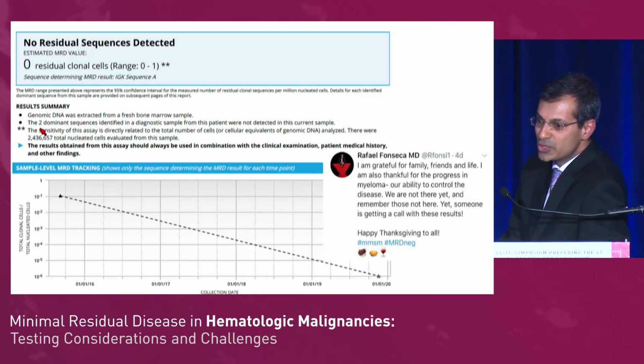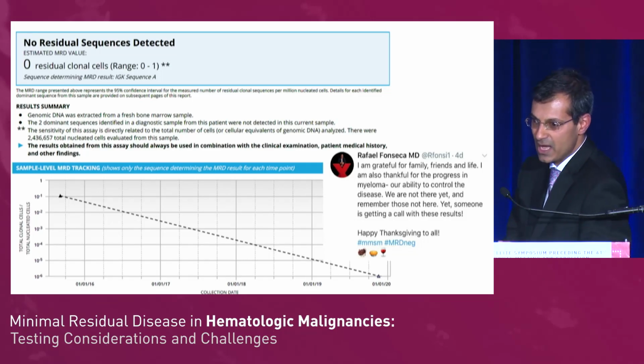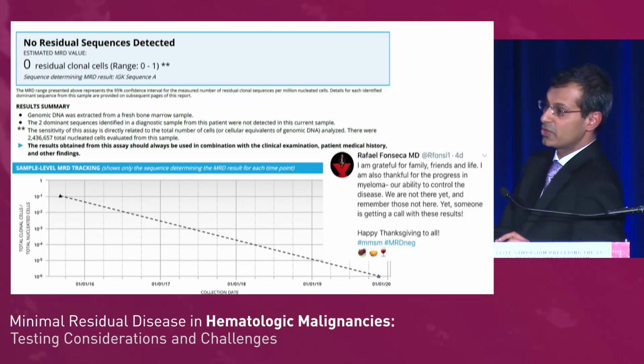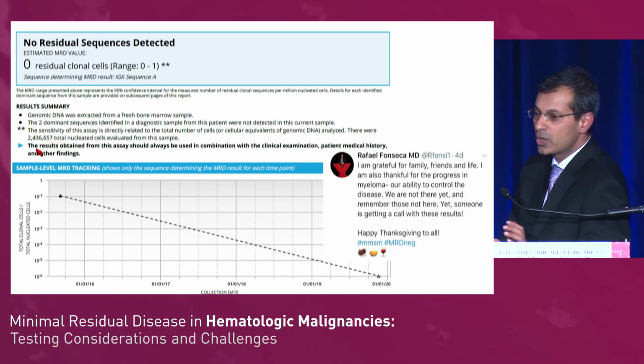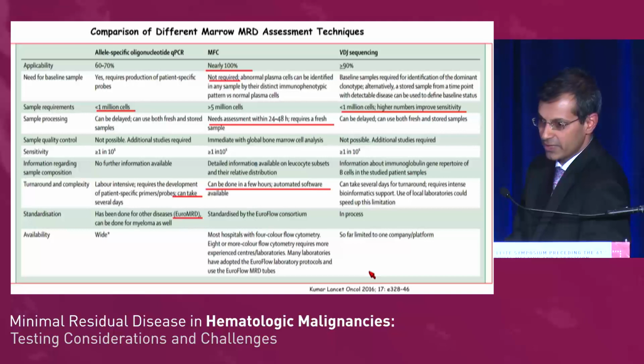The patient had 2 dominant sequences identified in the diagnostic sample. The sensitivity of the assay obviously is related to the number of cells that are acquired, so it's important to make sure the DNA input is actually good. And in this case, close to 2,400,000 cells were evaluated, and one could track those sequences over time. With therapy, it reduced significantly.